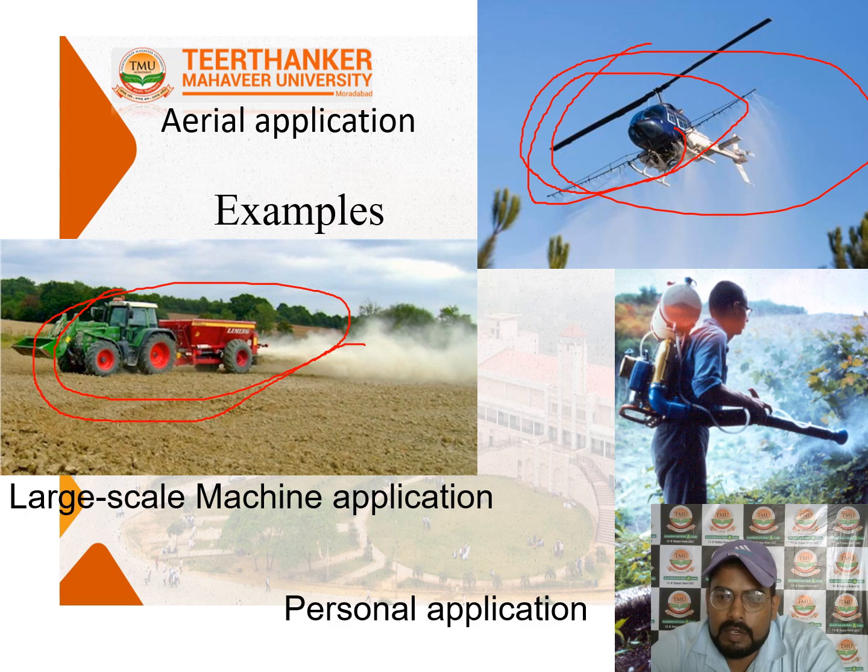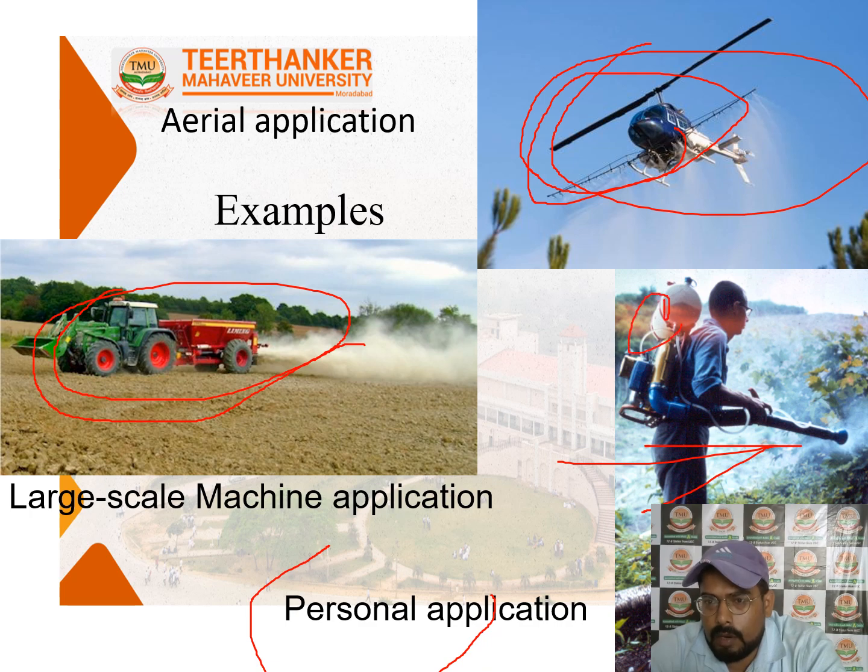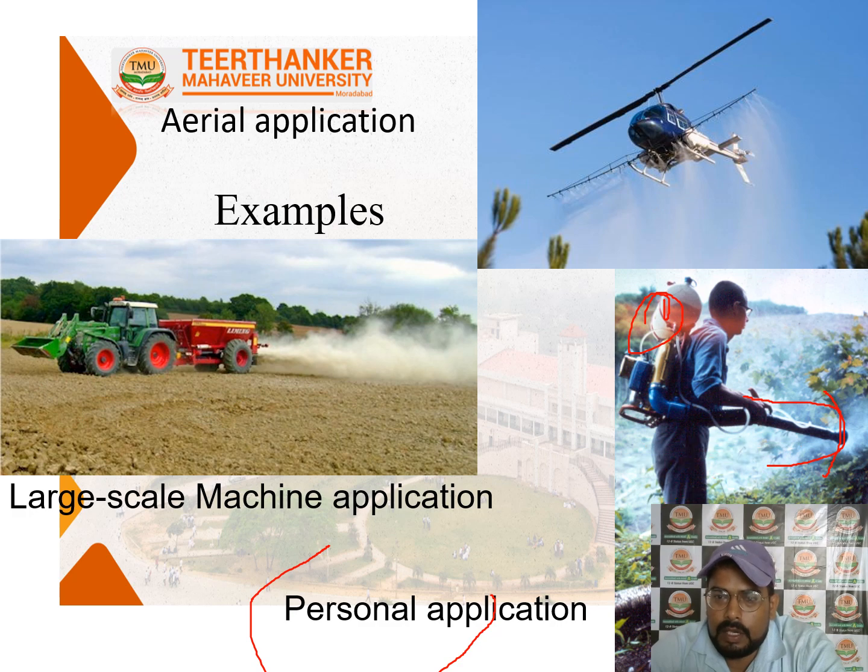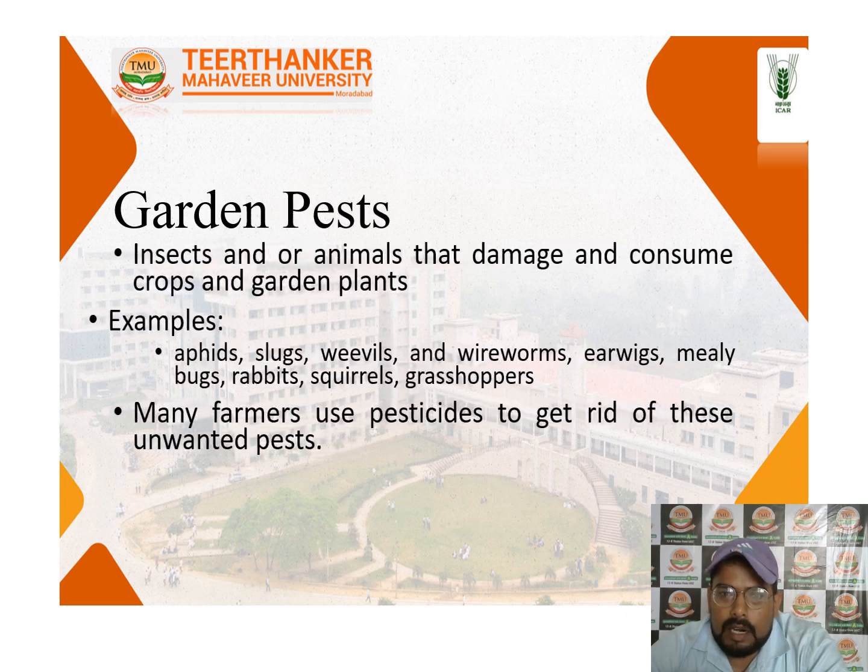Next is the personal application, that means manual application with a short instrument, taking and mixing the ingredient in a bottle. So the sprayer is used in larger and low farm areas and covers the application of fertilizer and spraying of water. So the next one is the garden and pests.